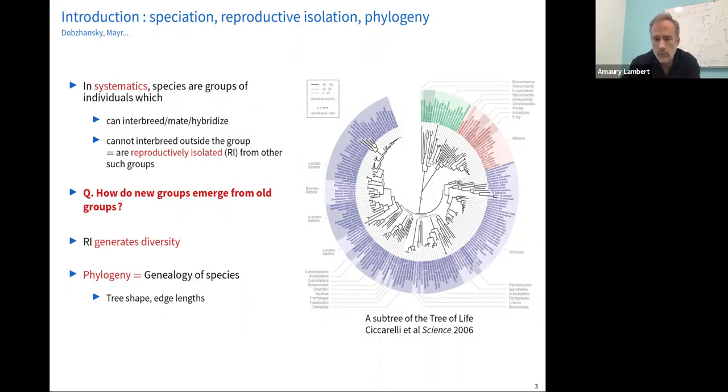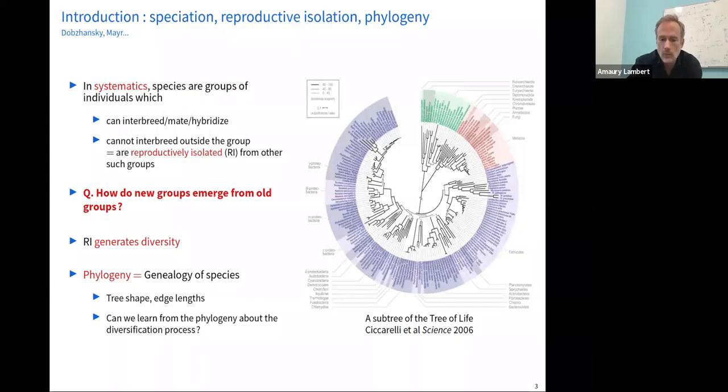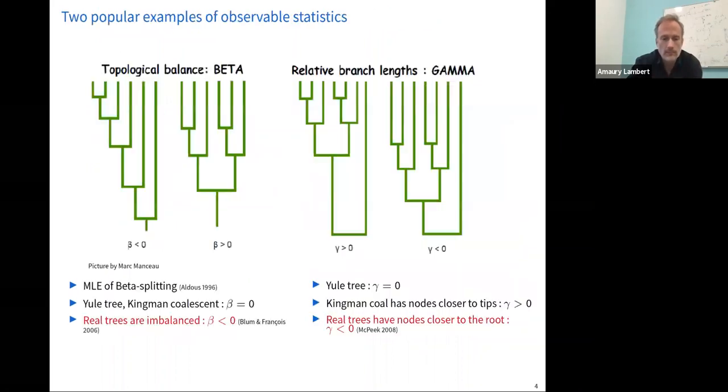It's called the tree of life because it's supposed to encompass all forms of life. Actually, it has only a few representatives from a few species, and from that tree, you can see in blue the importance of bacteria and archaea in the living kingdom. A specific question that I will address is whether we can learn from the phylogeny about the diversification process, that is, the process that is responsible for the emergence of new species and the extinction of old species.